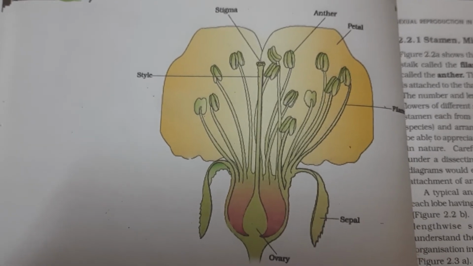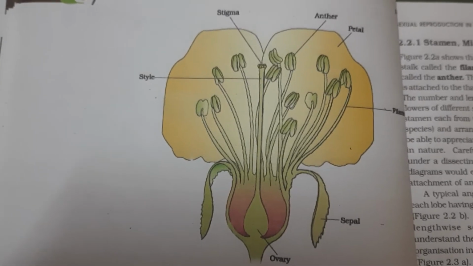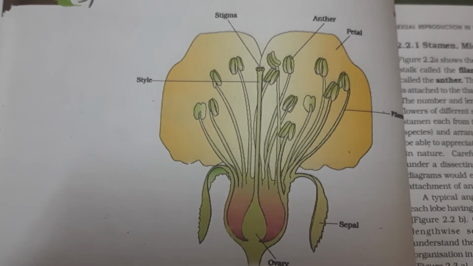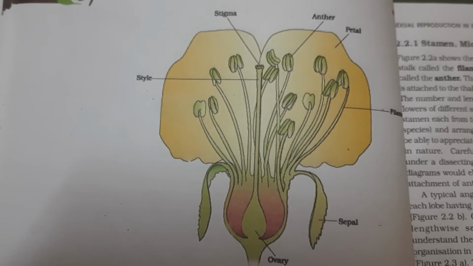Corolla: what are the bright colors or petals there? All those petals together are called corolla. Only one unit of the corolla is called a petal.